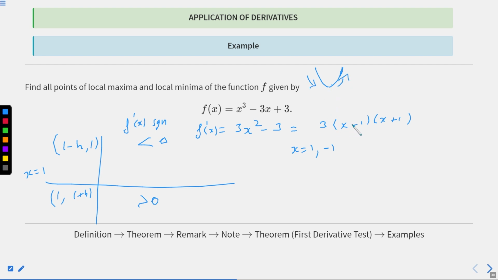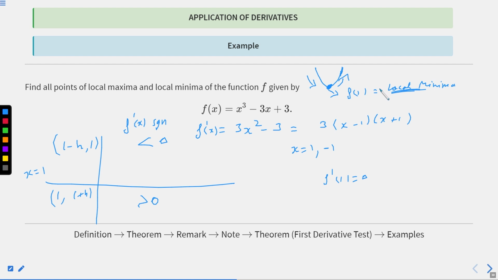At x equals 1, f dash of 1 equals 0. You all know that. So this point will be your f of 1, and this will be your local minima. I hope it is clear to you. At x equals 1, f of 1 will be the local minimum value of f.